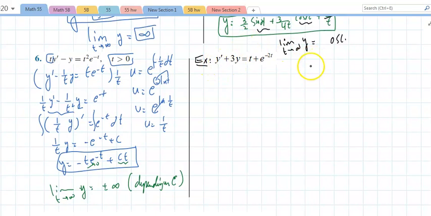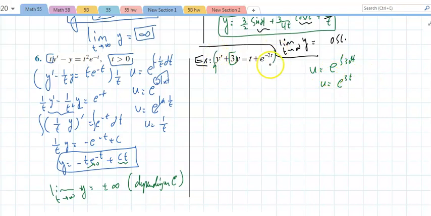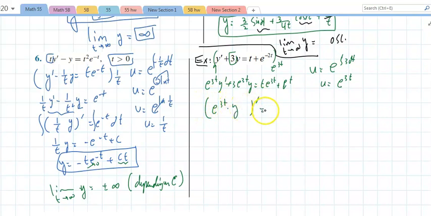Well, I'm going to let u equal, since that's a 1, e to the integral of 3 dt. U is going to equal e to the 3t. I'm going to multiply this by e to the 3t. I'm going to get e to the 3t y prime plus 3e to the 3t y equal t e to the 3t plus e to the t. And here, this becomes the product rule of e to the 3t times y. This is t e to the 3t plus e to the t.